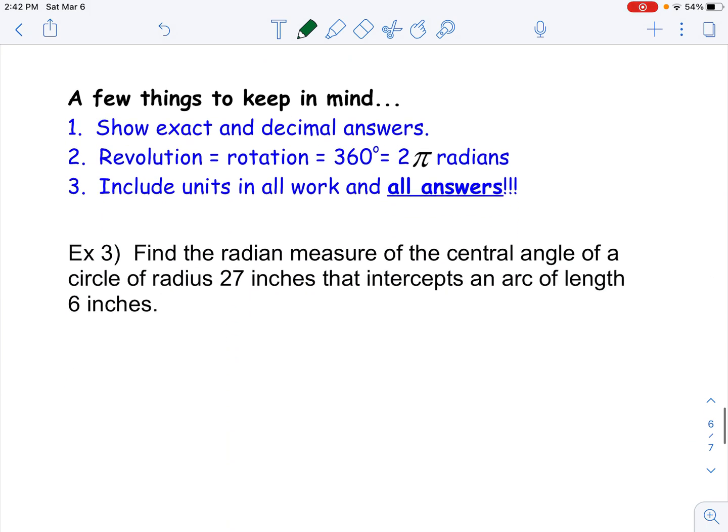All right, a couple things that we need to keep in mind. One is that in the homework, again, I ask you to show the exact and the decimal answer.